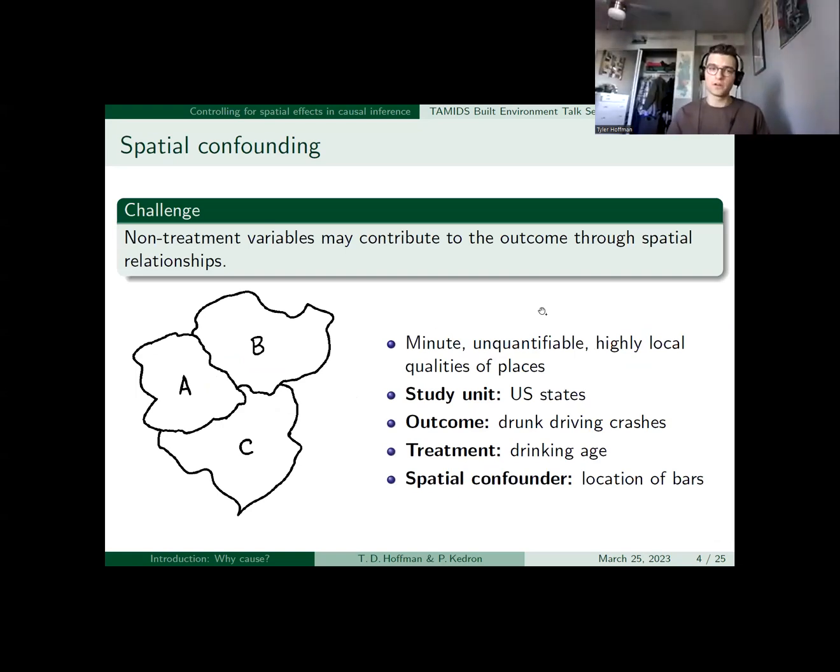So the challenge in a spatial scenario is called spatial confounding. Non-treatment variables here may contribute to the outcome through spatial relationships. Take the same example, these three hypothetical states, A, B, and C. We have information on drunk driving crashes in each state, and information on the drinking age in each state. But there may be more bars in state B than in state A. And even if state B has a higher or lower drinking age and more bars, people in state A may drive over to state B to go to those bars and then drive back across the border and crash in state A. And so this is an example of a spatial confounder, where the value of a variable in one location influences the treatment and the outcome variables in another location. This is a sort of spatial spillover effect that can severely bias inferences.